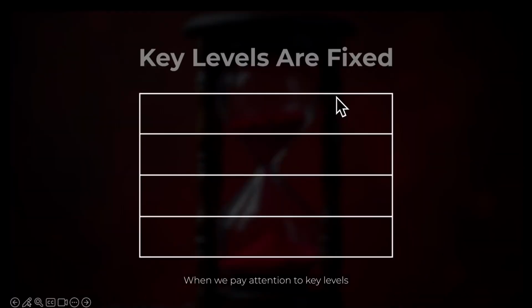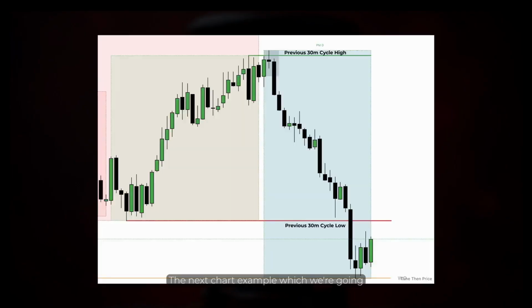When we pay attention to key levels, however, what I would like you to understand is that key levels are fixed. The next chart example which we're going to look at is the following, where you can see that throughout the green box the market initially consolidated, and we then saw the market begin to reprice towards the upside quickly. Notice that eventually it began to slow down and it began to have a grind towards the upside, where you can see it's just going back and forth, slowly grinding towards the upside.